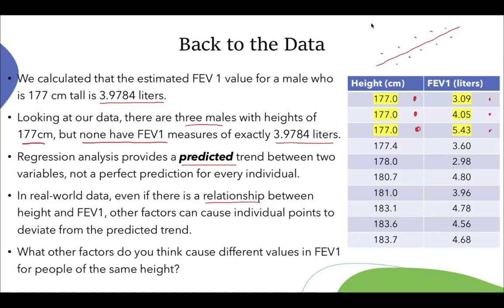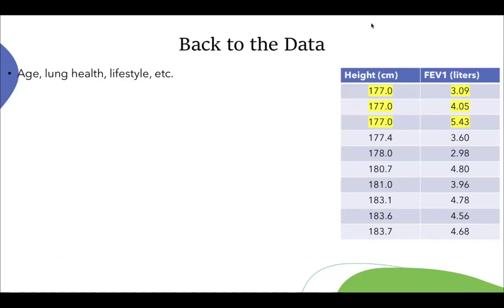So what other factors do you think could cause different values in FEV1 other than height? People of the same height may have different FEV1s. So what are the other factors that can contribute? Let's think about that for a minute. We're talking about how much air is exhaled in the first second after a maximum exhalation. So other factors besides a person's height could include a person's age, their lung health and their lifestyle, diet, exercise, things like this.